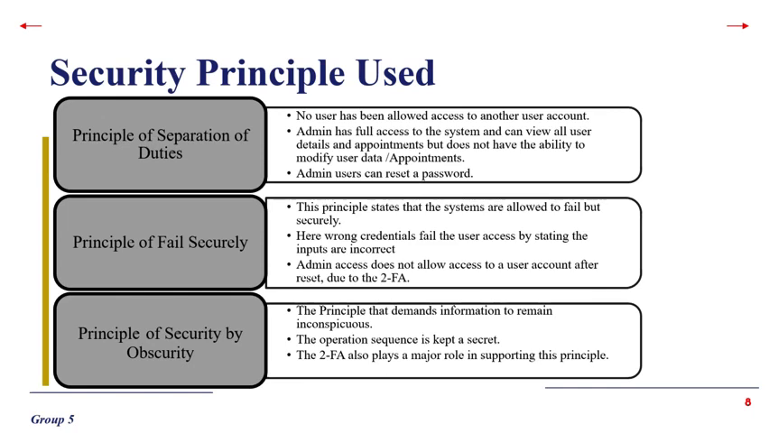The principle of security by obscurity means the information handled by the application is to be inconspicuous. The operation is kept secret, and two-factor authentication plays a major role in supporting this principle.